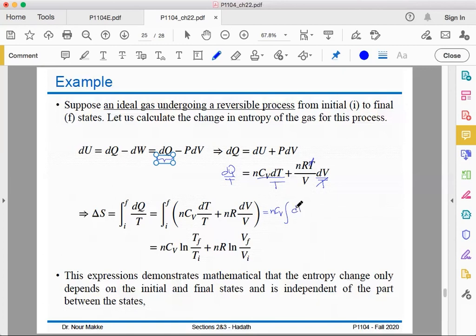So the integral of dT over T goes from, of course, T initial to T final, depending on the variable in the integral, we determine the initial and final states. Plus, nR is also a constant, so it comes out of the integral of dV over V. Here the variable of interest is dV, therefore we must put from V initial to V final. The integral of dx over x is ln x. So here you get nCv ln(T final over T initial) plus nR ln(V final over V initial). And so this is delta S. This is the change in entropy of the ideal gas for a reversible process, an arbitrary reversible process.